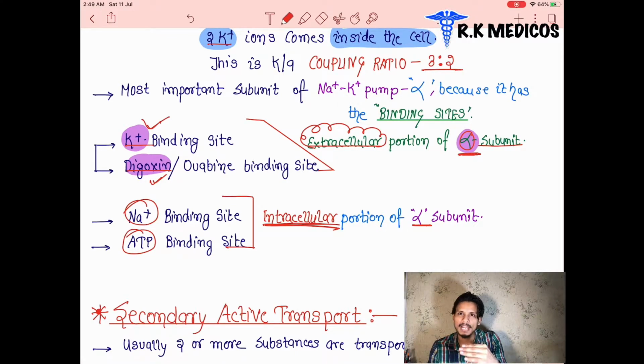The sodium and the ATP binding site is present in the intracellular compartment of the alpha subunit, and the extracellular compartment of the alpha subunit is binding to a structure. That one is the potassium and digoxin. In the next part we can see what secondary active transport is.